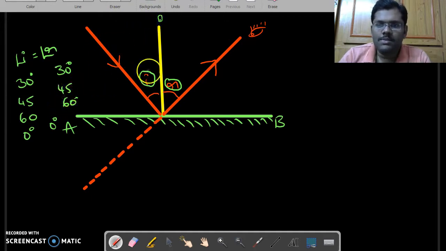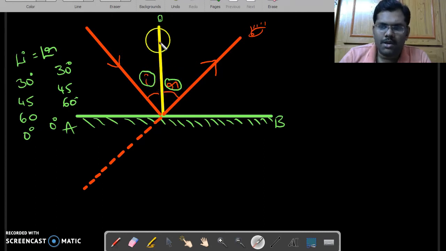Okay, so what is meant by the angle of incidence? So this is the normal ray and this is the incident ray. The angle between the normal and the incident ray is said to be the angle of incidence. What is the angle of reflection here? The angle between the normal and the reflected ray is said to be the angle of reflection. And these two angles will always be equal.